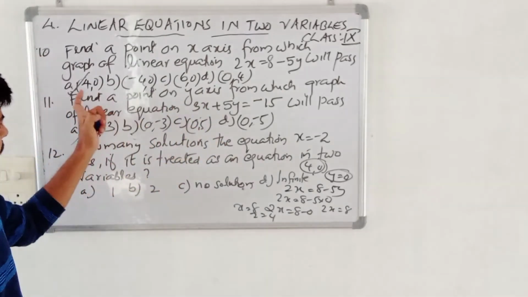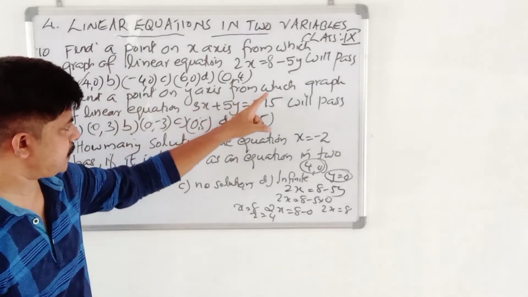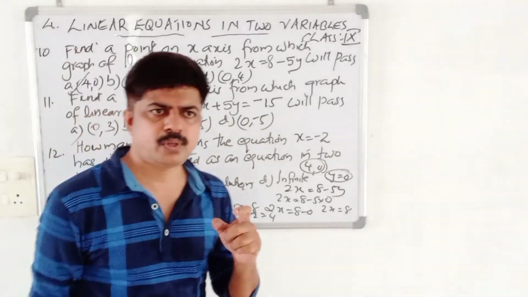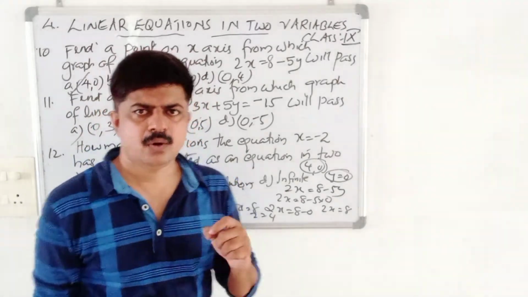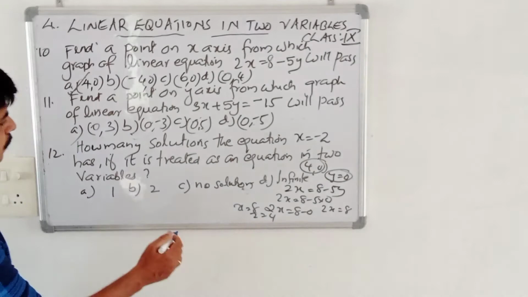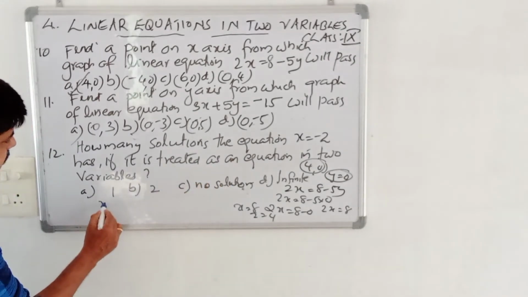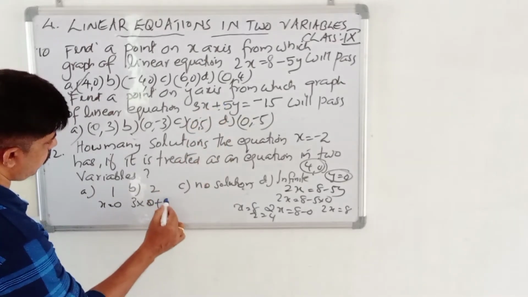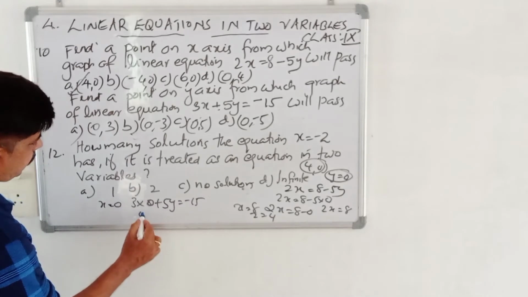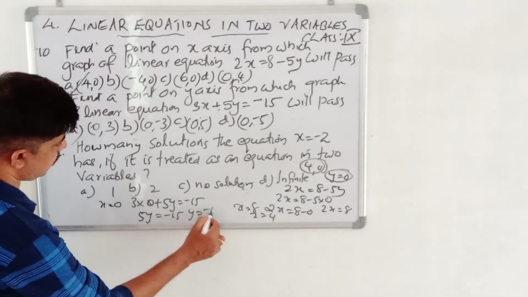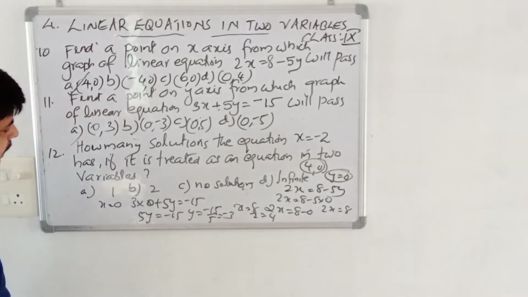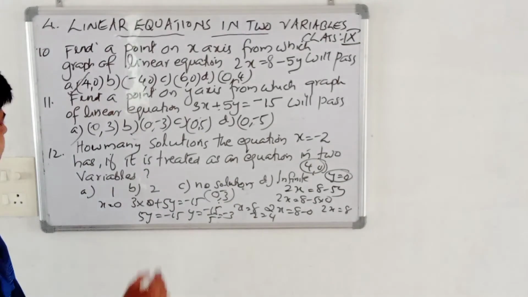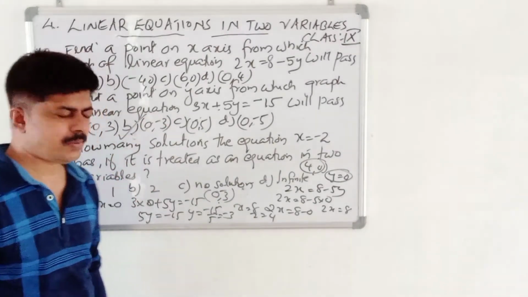Now next we have the very important similar question. Find a point on y-axis from which graph of linear equation will pass through. We have to find a point on the y-axis. The points on the y-axis are of the form (0, y). On the y-axis, x will be 0. We can substitute x is 0. That means 3 into 0 plus 5y equal negative 15. 5y is equal to negative 15. Y is equal to negative 15 by 5. Y is equal to negative 3. Therefore, what is that point? Intersecting point is (0, negative 3). Our answer is option B.